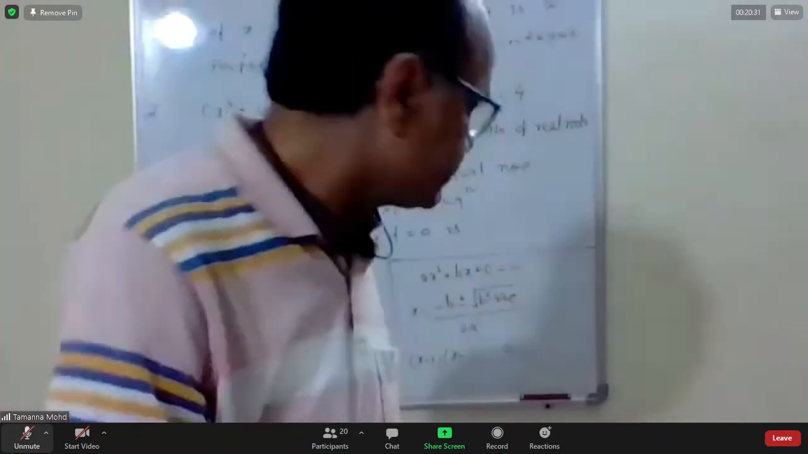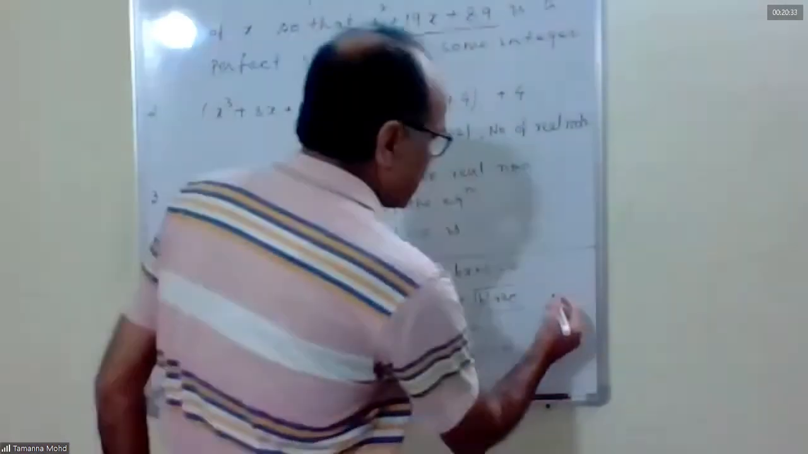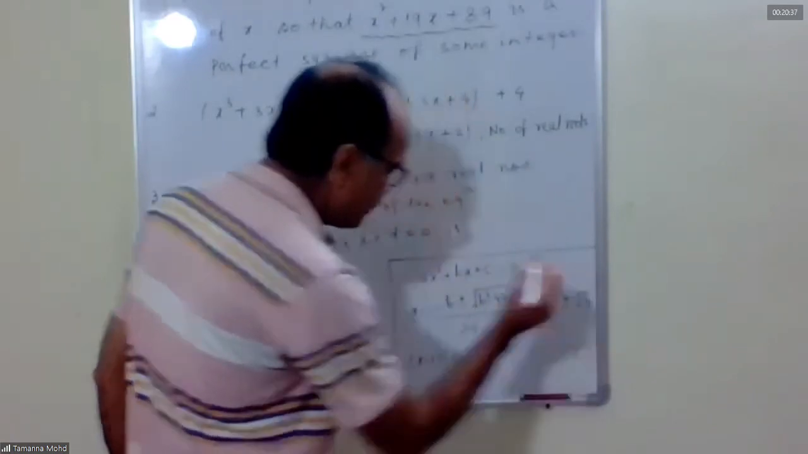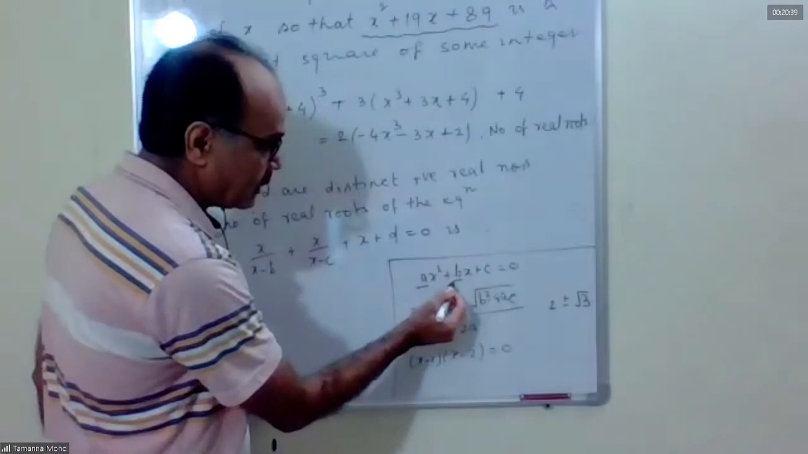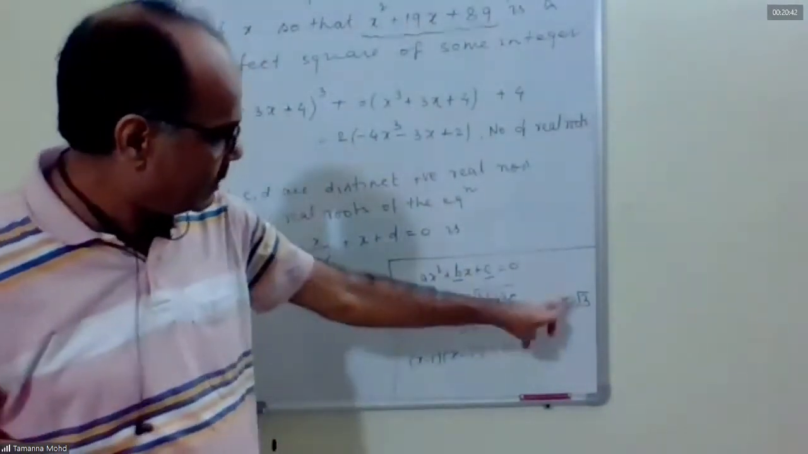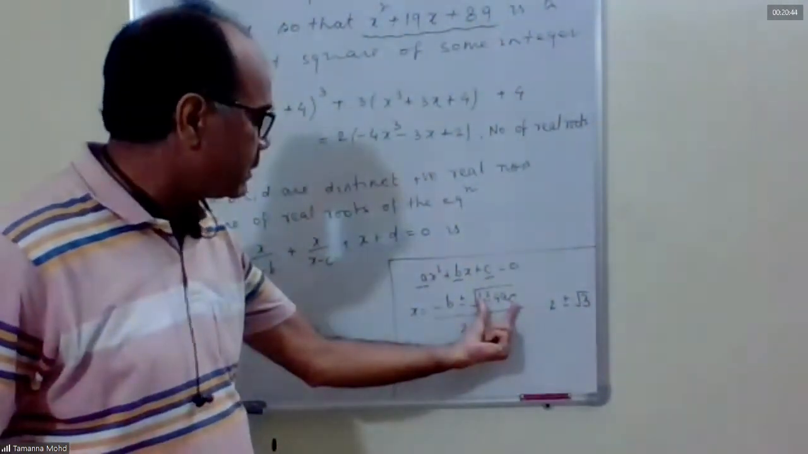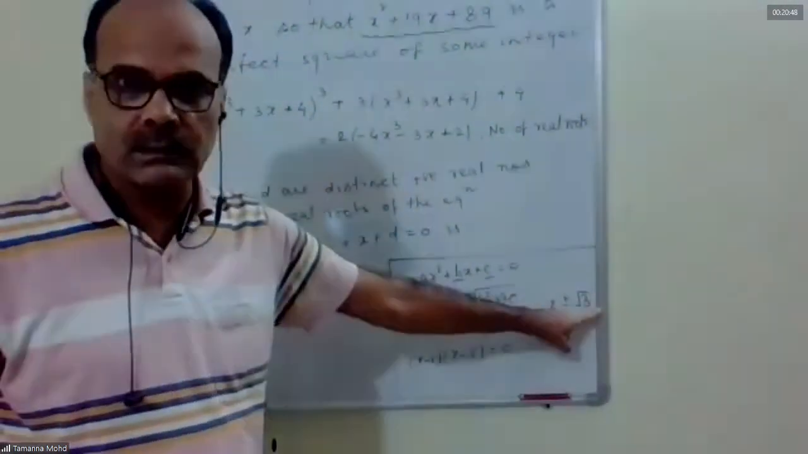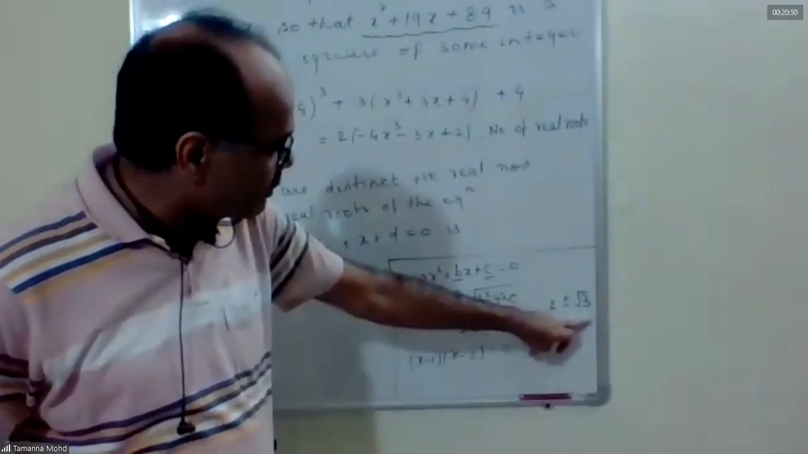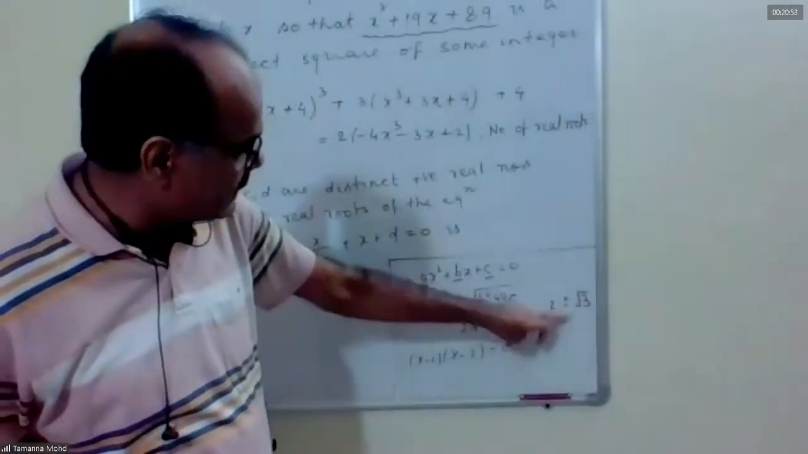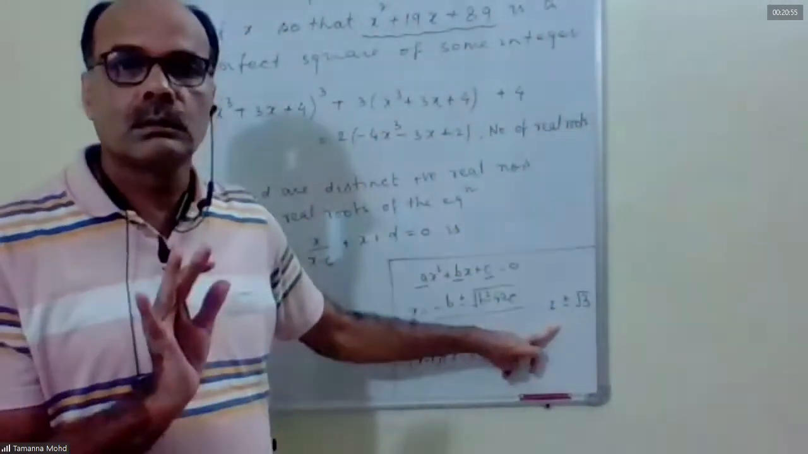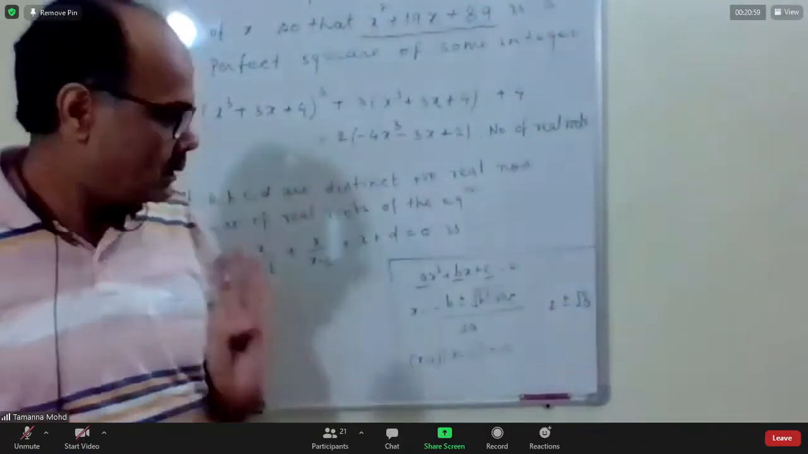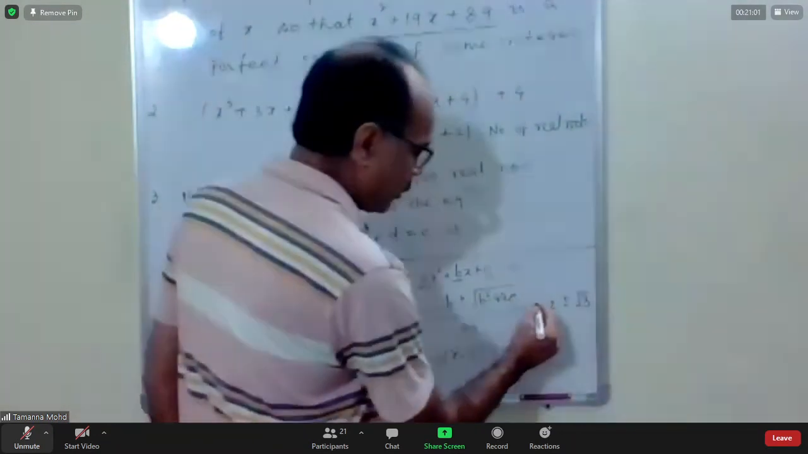Number 2, the irrational roots will be in conjugate pairs only if coefficients are rational. Only if this is rational. If it is real, like root 2 or something, it won't be like that. So irrational roots always exist in conjugate pairs only if coefficients are rational. Number 1, number 2, number 3.